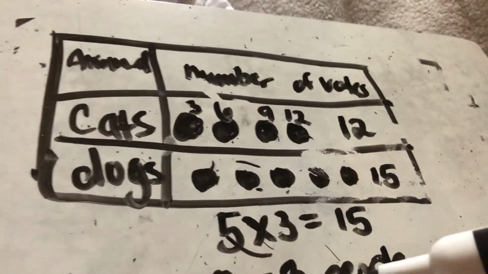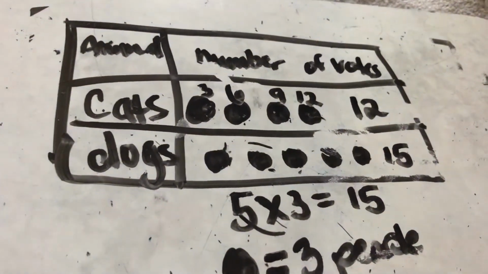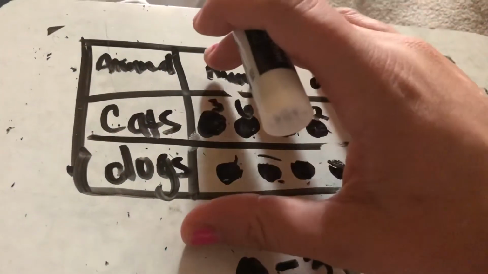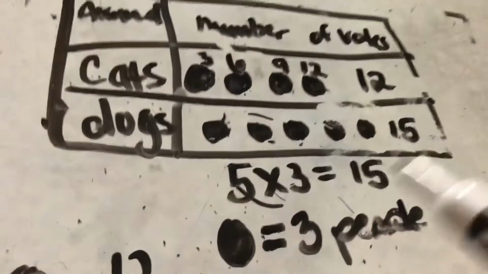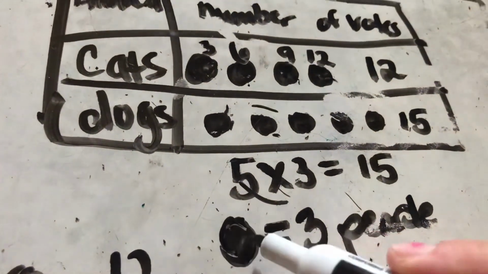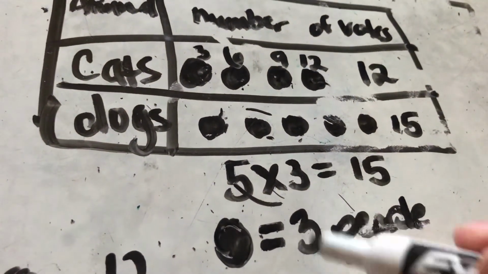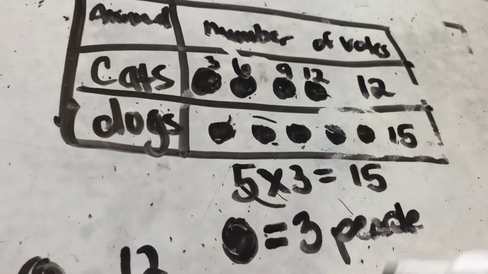Okay, all right, so that's it. That's the lesson. It's just taking the data that you see and answering questions, and making sure that you know that sometimes symbols stand for more than one person or more than one thing. And I'm going to show you how to do it on Kami.